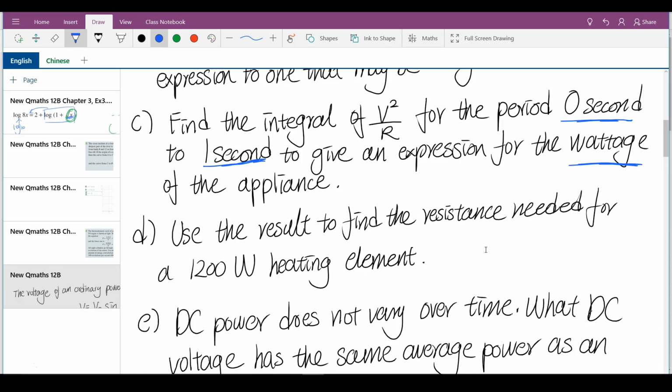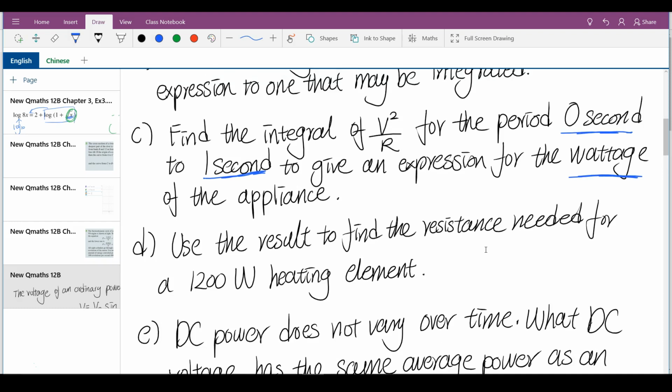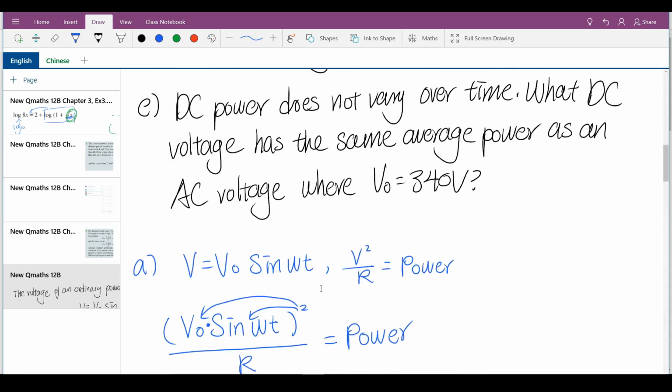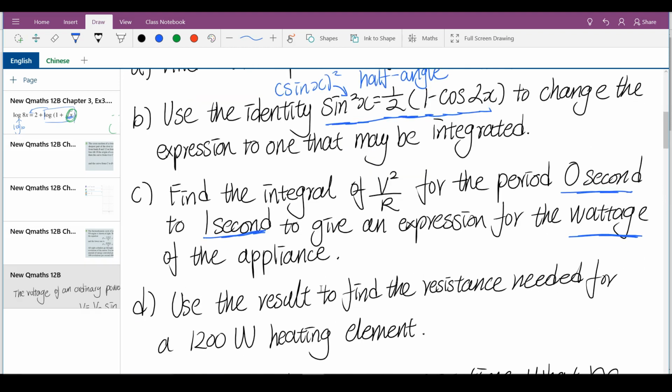The question says use the result to find the integral of V squared over R for the period 0 seconds to 1 second to give an expression for the wattage of the appliance. So what we get should be a watt. Cool, we've done question C. We did the integral from 0 seconds to 1 second and found an expression for the wattage of the appliance. Okay, so that's it.